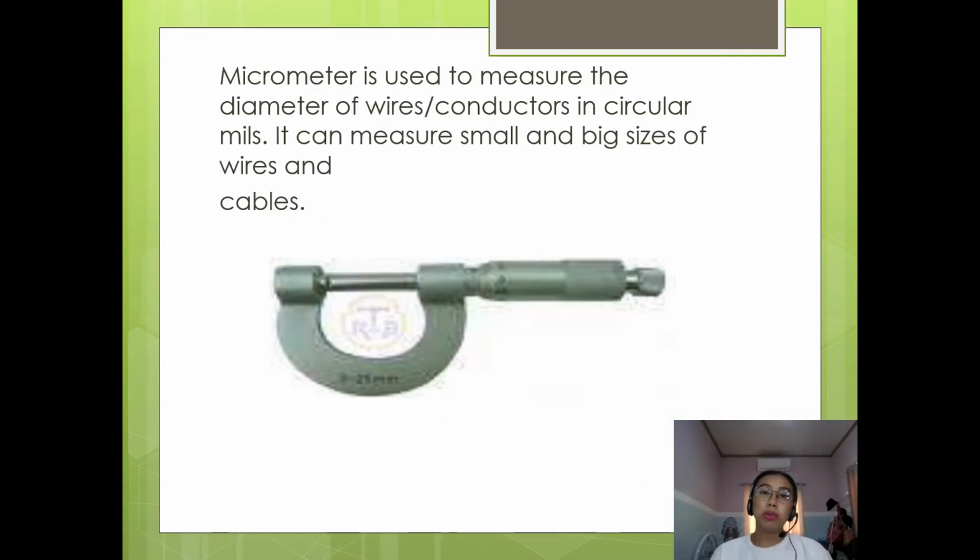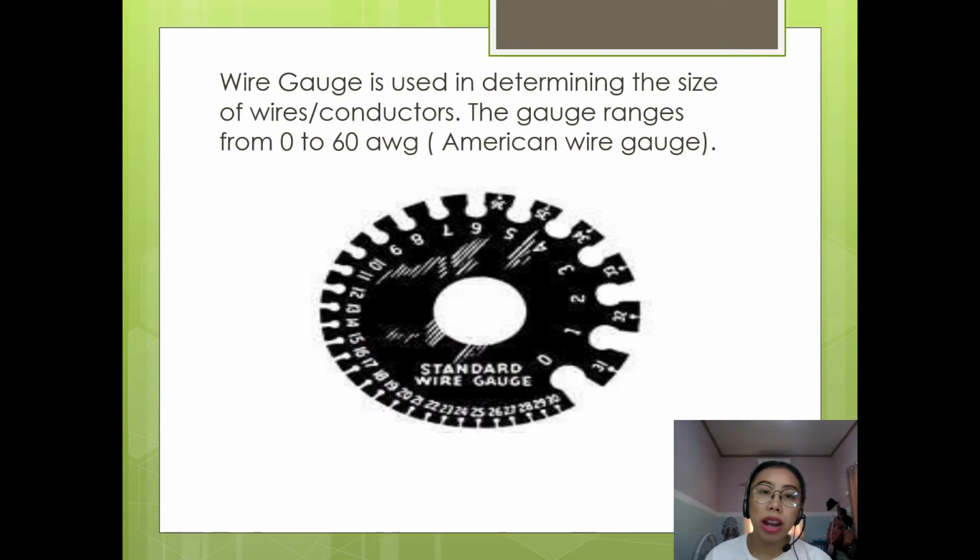Then we have the micrometer. It is used to measure the diameter of wires or conductors in circular mils. It can measure small and big sizes of wires and cables. Wire gauge is used in determining the size of wires or conductors. The gauge ranges from 0 to 60 AWG, or American wire gauge.